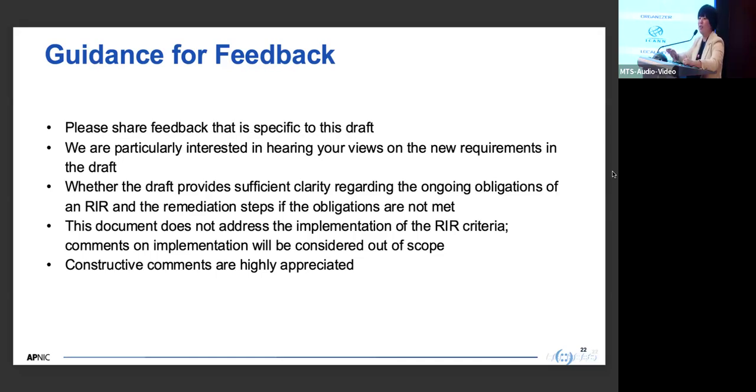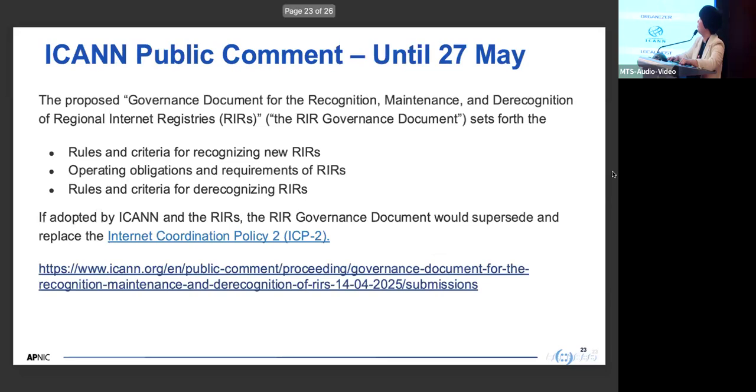And as well, we are not looking at implementation of the RIR criteria. Those will be considered out of scope as well, but they will be addressed after this governance document has been settled. Next slide. As I've said before, there's currently an open ICANN public comment until the 27th of May, and you can also go there and put your feedback. Next slide.